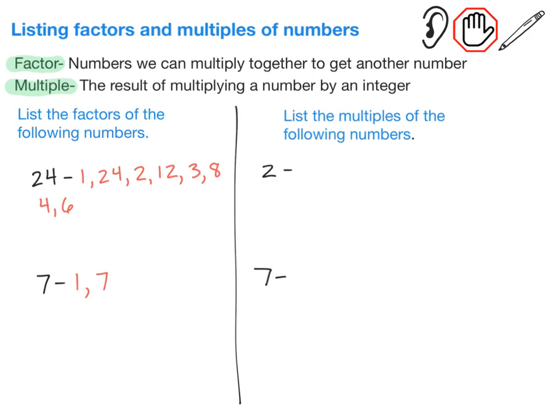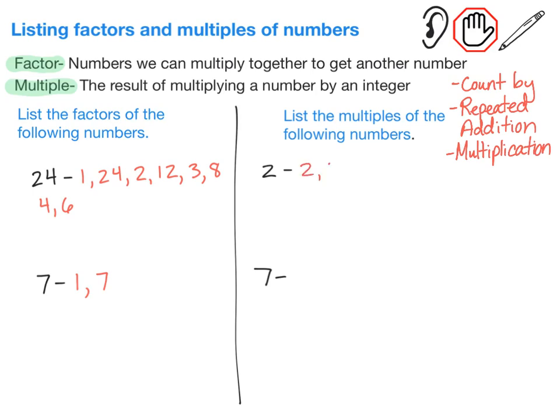Now let's list the multiples of 2 and 7. Okay, you can think of multiples as counting by, repeated addition, or as multiplication. So for 2, I'm going to use the count by method. 2, 4, 6, 8, 10, 12, 14, 16, 18, 20, and so on. So I've listed the first 10 multiples of 2. Or you could think about it as repeated addition.